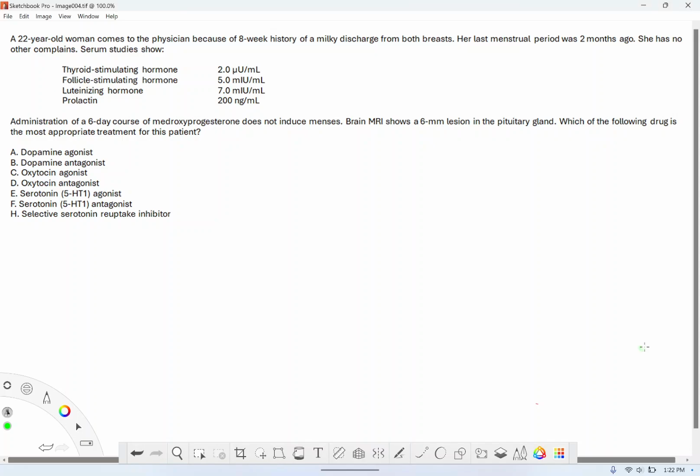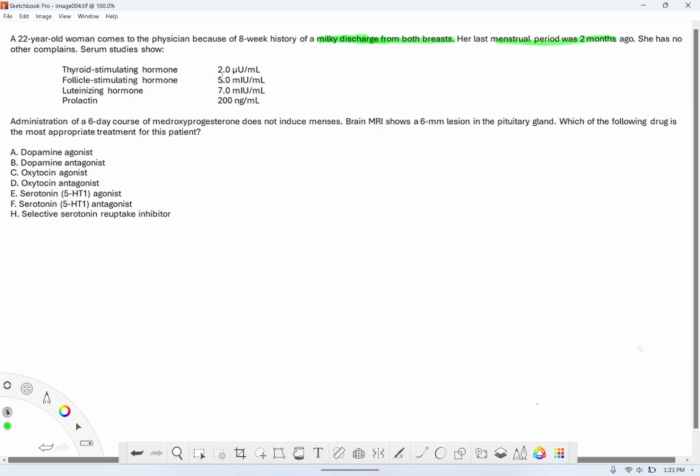Next question is a 22-year-old woman comes to the physician because of an 8-week history of milky discharge from both of her breasts. It's not unilateral, it's bilateral, that's important. Her menstrual period was 2 months ago, so she has amenorrhea. She has no other complaints.